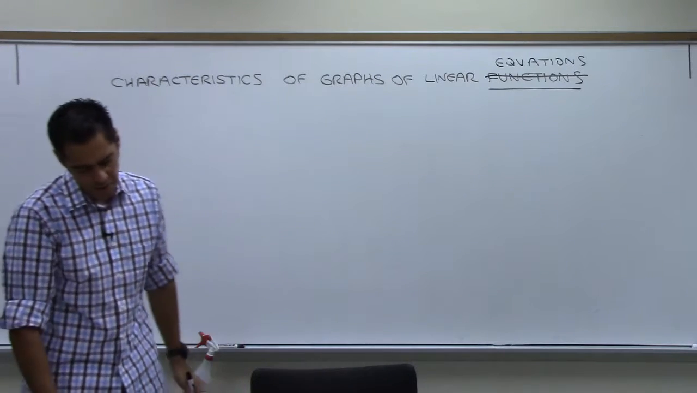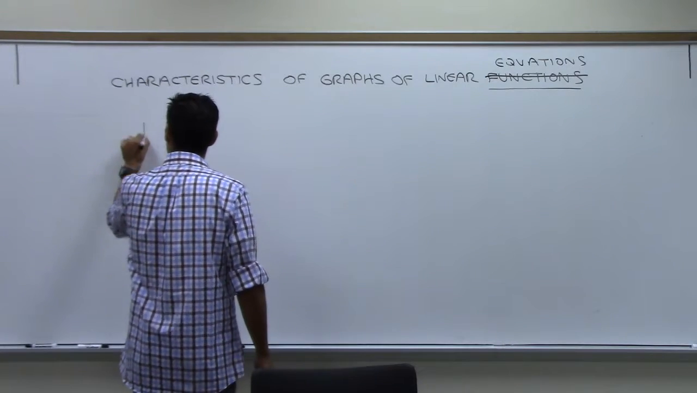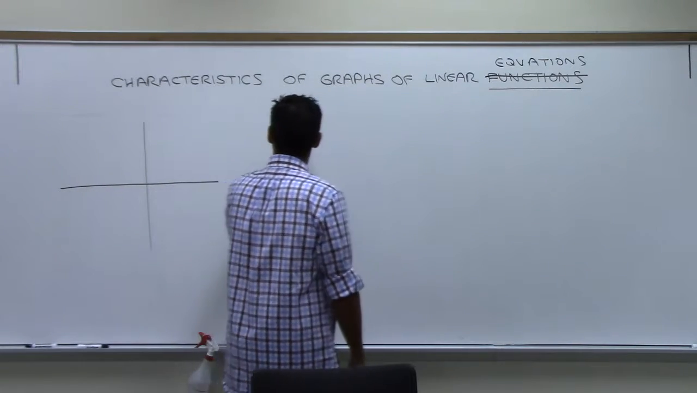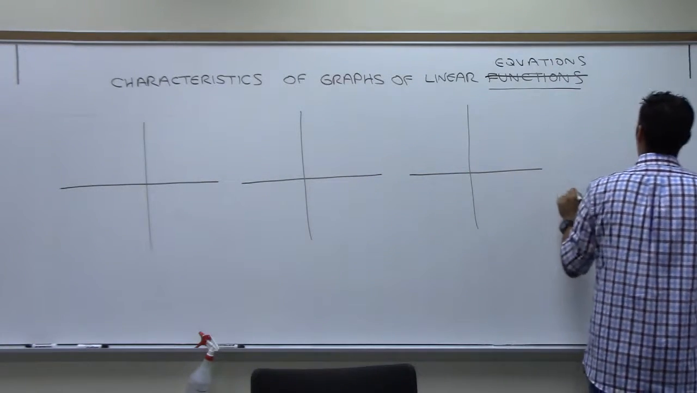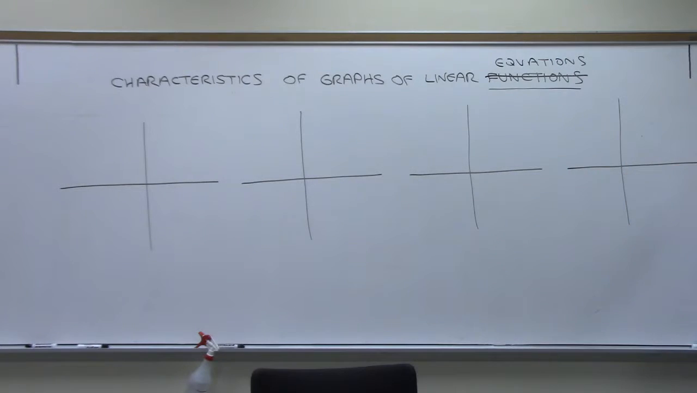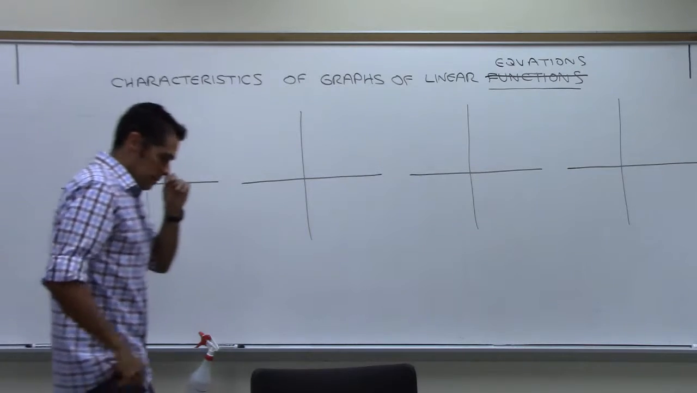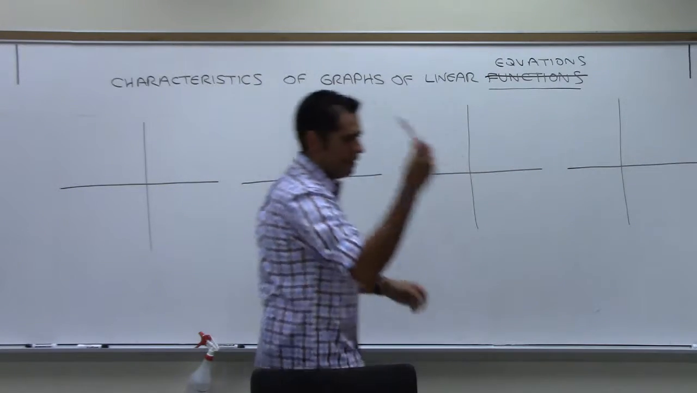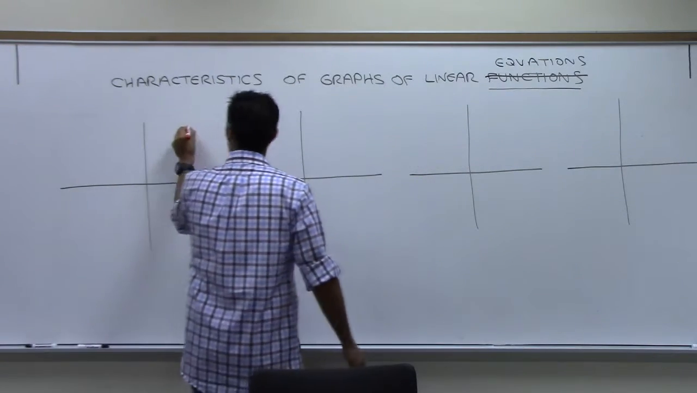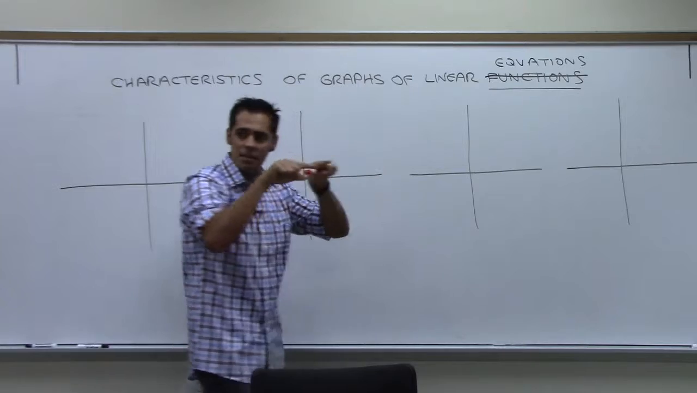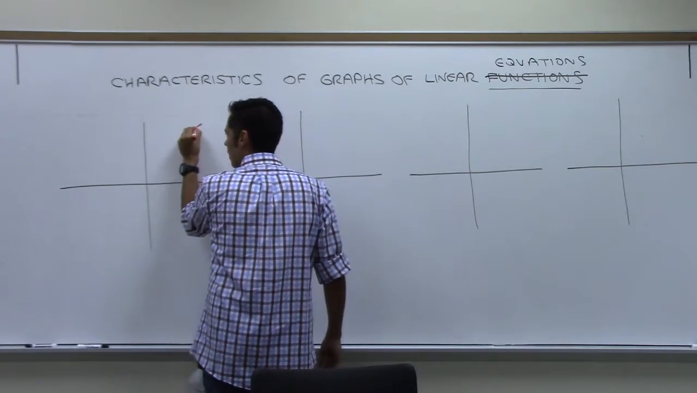So what are the characteristics? Well, let's take a look at some different graphs. I'm going to draw 4 graphs up here. And I'll do them in red. All right, so I'm going to draw my first line. We know that if we're given a linear equation where we have x and y, right? Linear raised to the first power, that I could get something that looks like this.